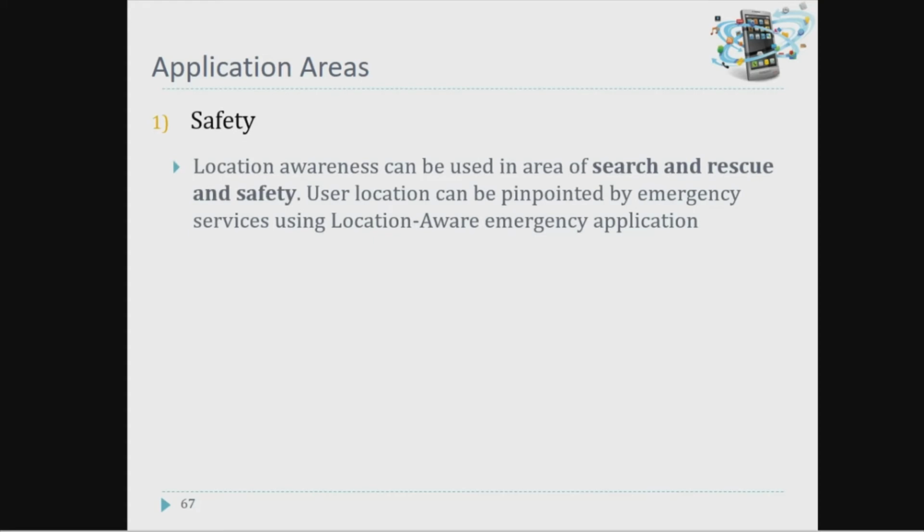Okay. Next, application areas of location awareness. First is safety. Location awareness can be used in the area of search and rescue and safety. User location can be pinpointed by the emergency service using a location-aware emergency application. For example, you create one application that you call location-aware emergency. So the user location can be pinpointed for emergency service. So let's say the user is in an emergency condition, they can push a button to alert certain people.